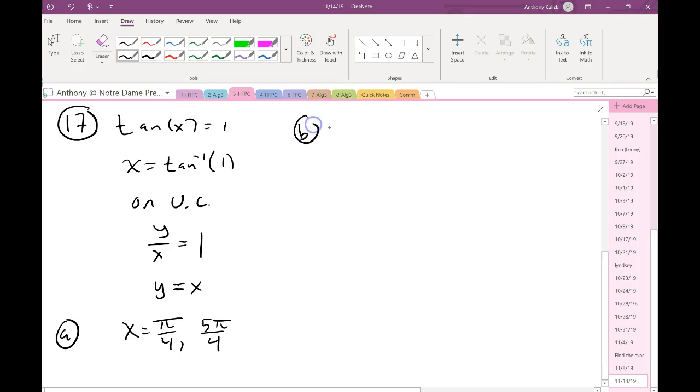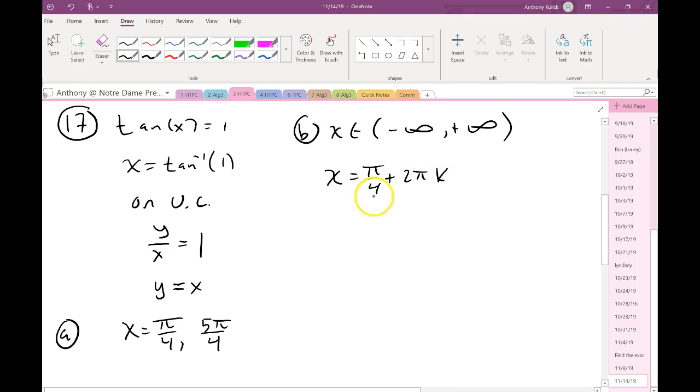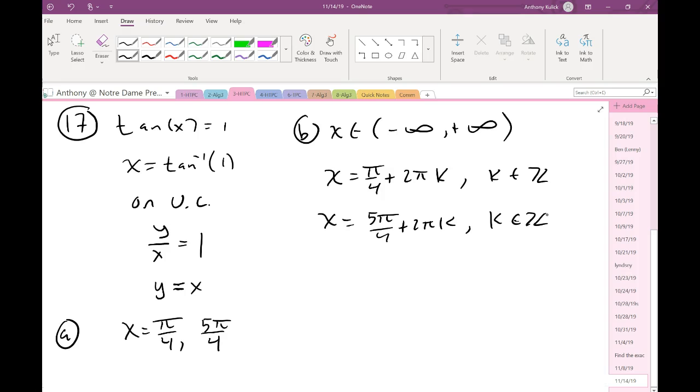For part B, we want all real numbers of x's. So it's tempting to want to write this as this, and just tack on the plus 2 pi k's at the end. However, we can do a little bit better than that.